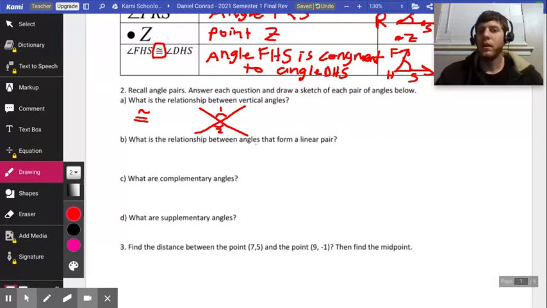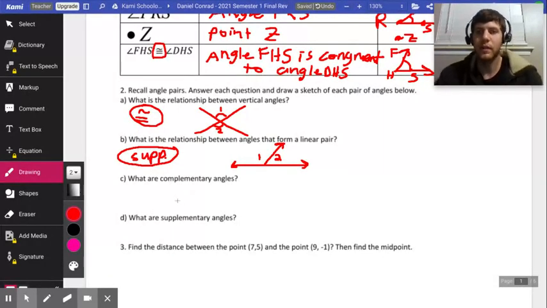Linear pairs are supplementary, so the measures of their angles add up to 180. An example of a linear pair would be angles 1 and 2 here. They form a linear pair. They add up to a straight line, so they add up to 180 degrees. They're supplementary.